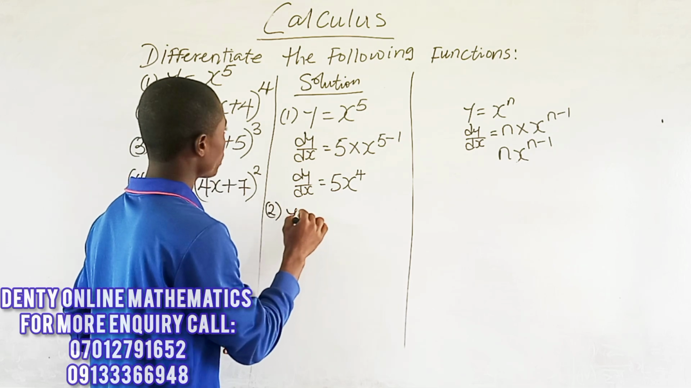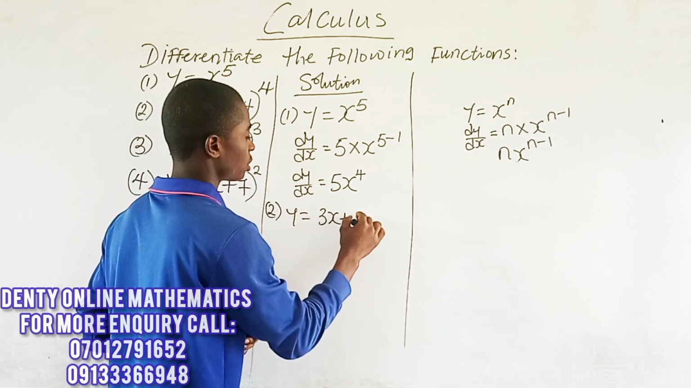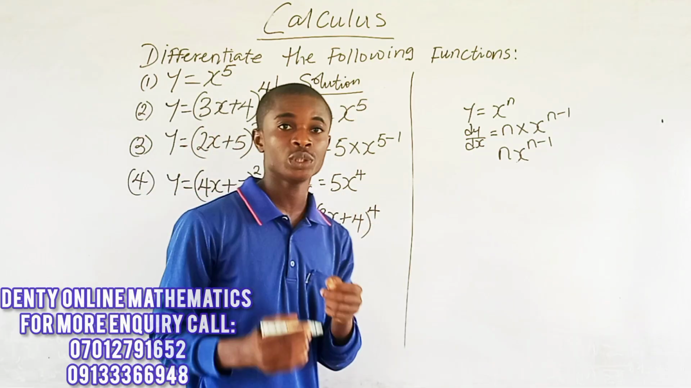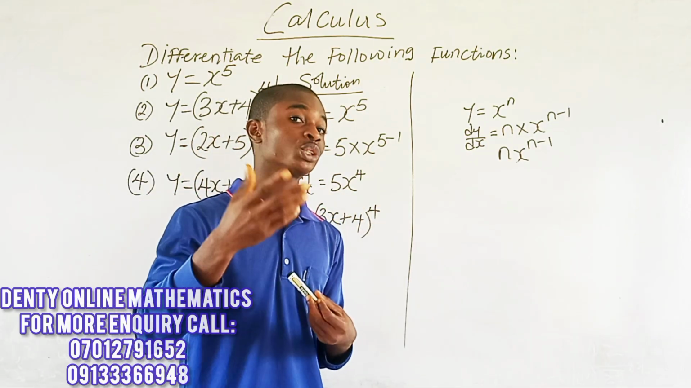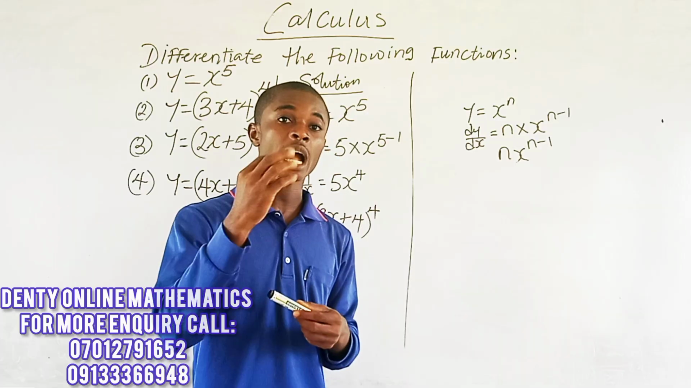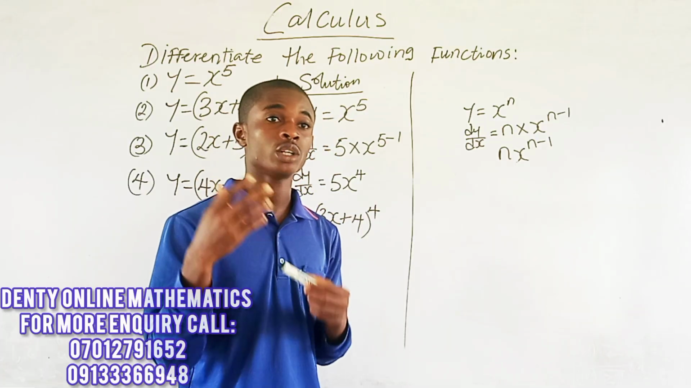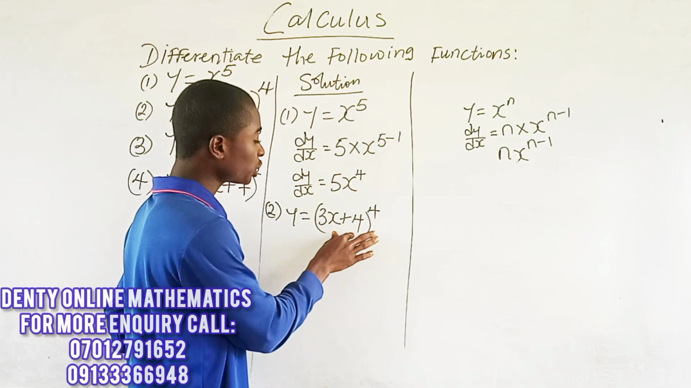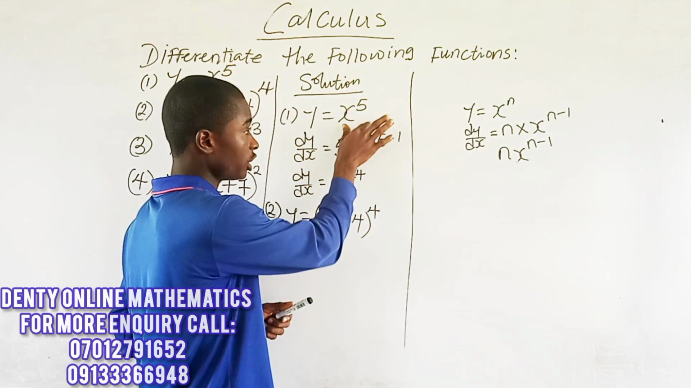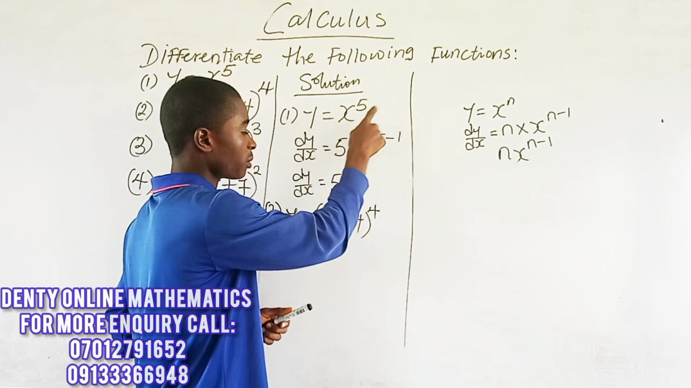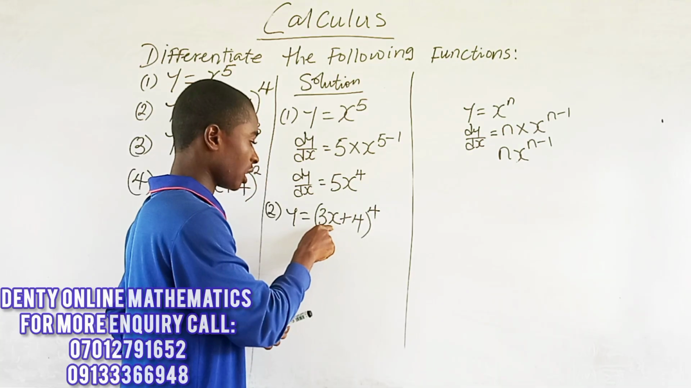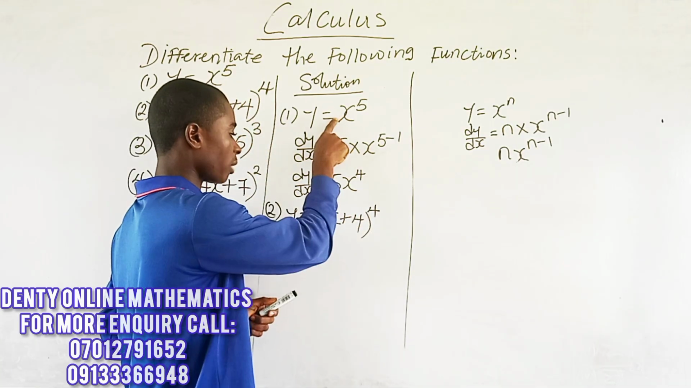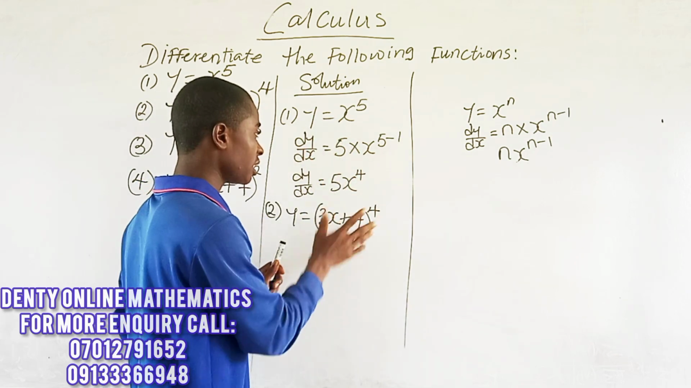We have y equal to (3x plus 4) power 4. Remember what I told you earlier? I said the type of function you see determines the approach you use in solving it, the approach you are going to use in differentiating it. You can see clearly that this function is totally different from this function. This is just y equal to x power 5. Here is bracket 3x plus 4 raised to power 4. You can see there's bracket here, there's no bracket here. You can see. So there's differences here.